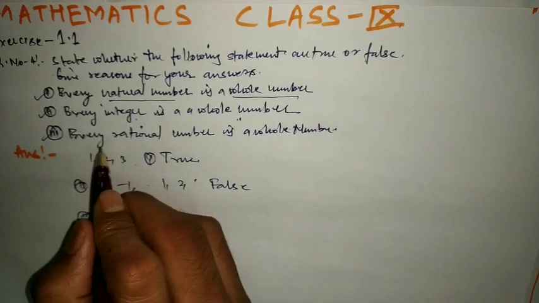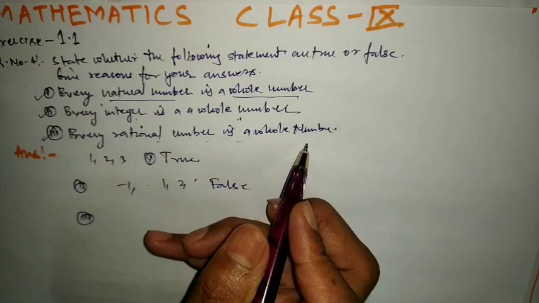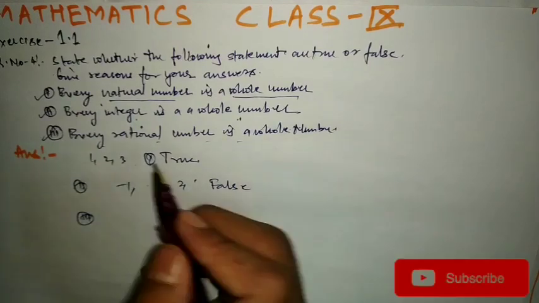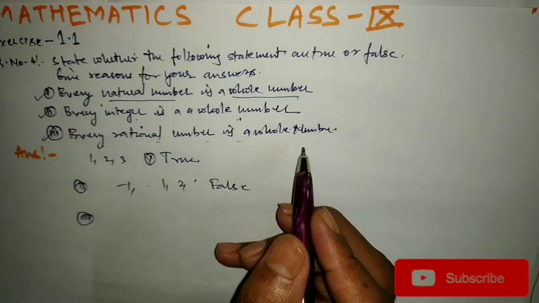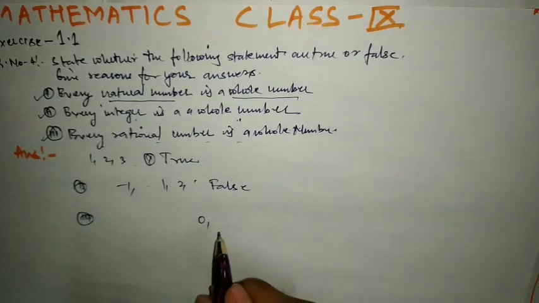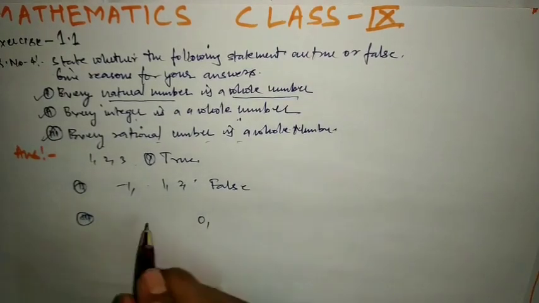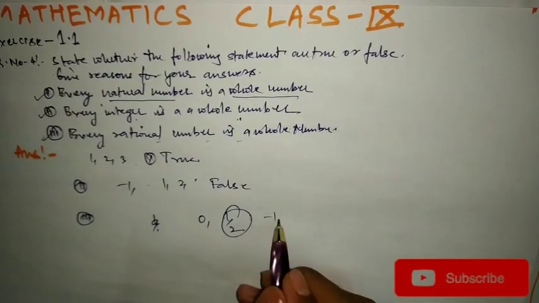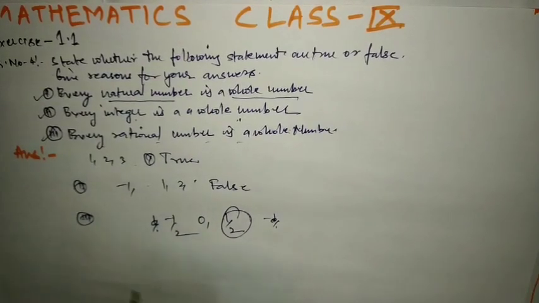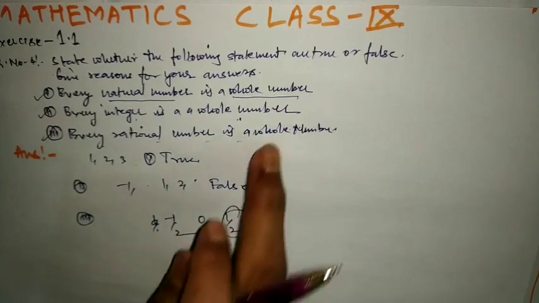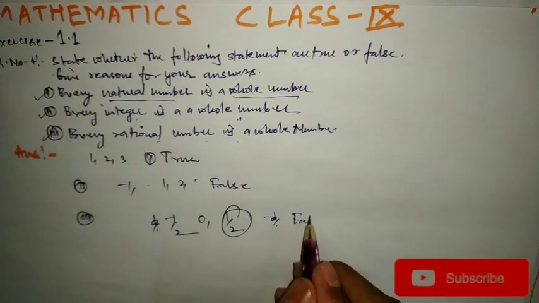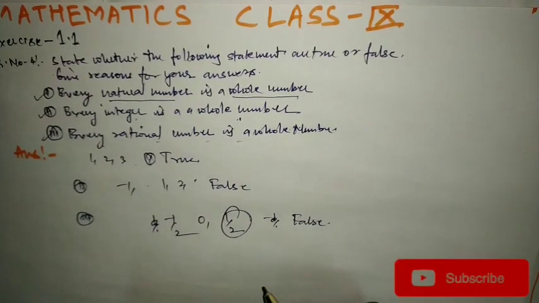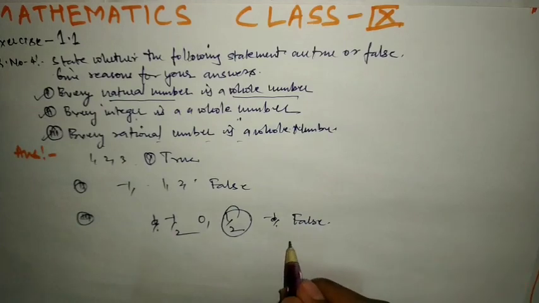So, every rational number is also a whole number. सारे के सारे rational number क्या whole number हैं? 0 is a rational number and it is also a whole number, but 1 by 2, minus 1 by 2, they are not whole numbers. So it is also false.